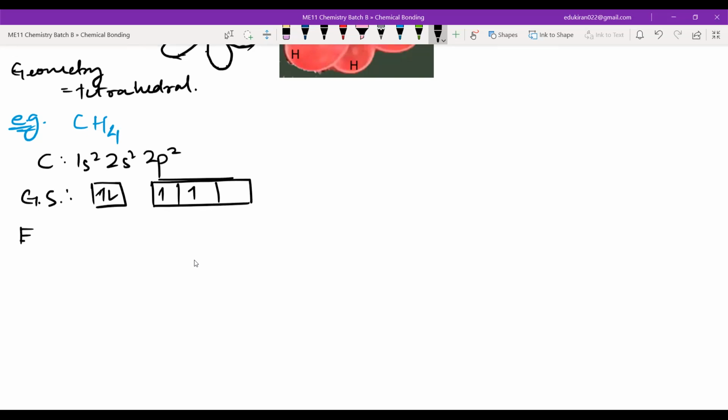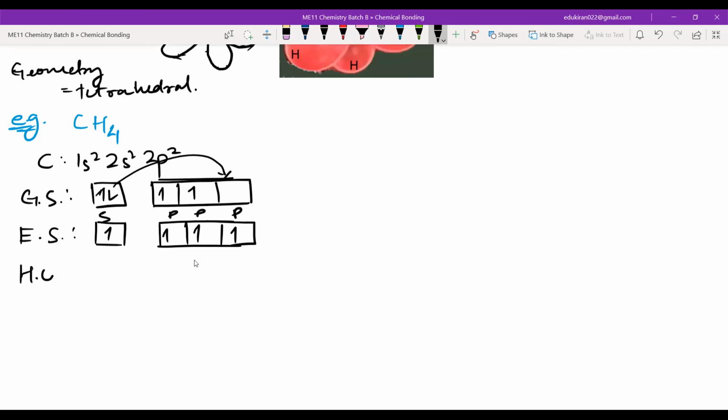So what do you think? Is promotion needed or not? It's needed, right? Why? Because carbon is making 4 bonds, but it only has 2 unpaired electrons. So this electron will go there, and then you will have the promotion, which will be like this. After that, this s and the 3 p orbitals will form hybrid orbitals. 4 hybrid orbitals will be formed, and all of these are sp3.